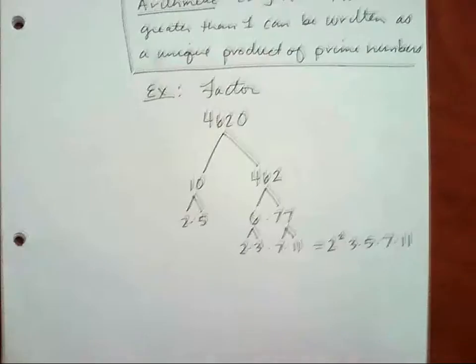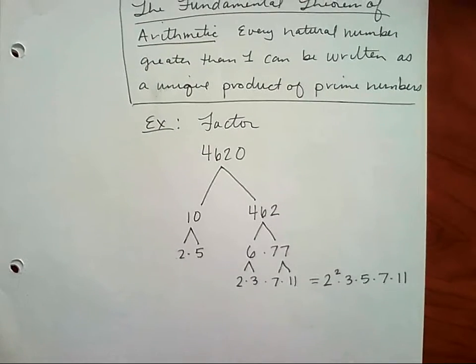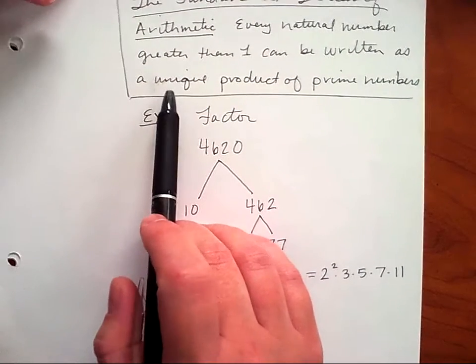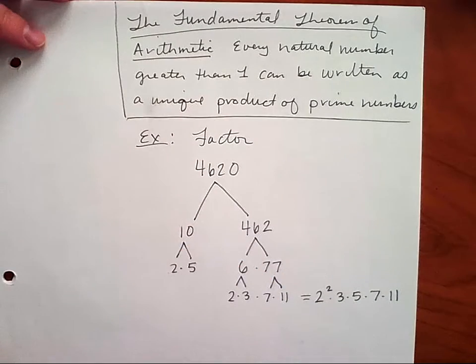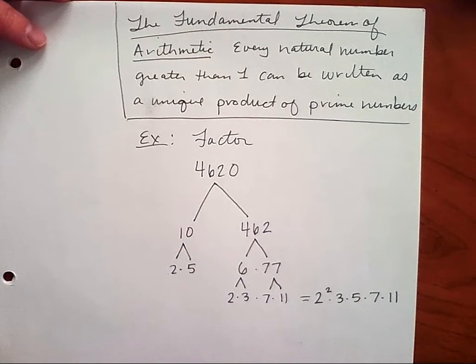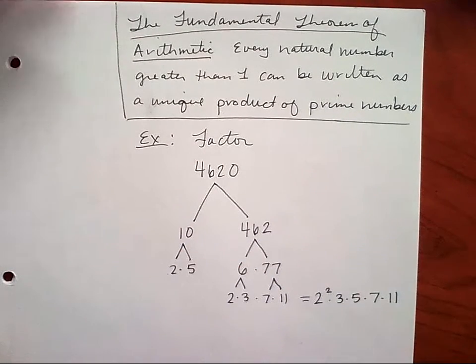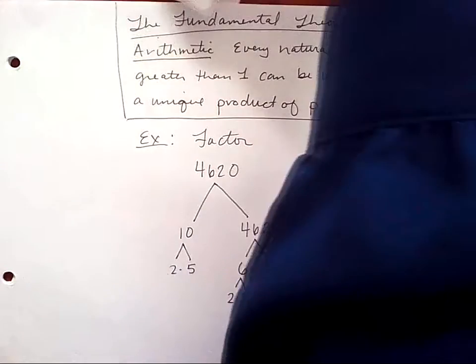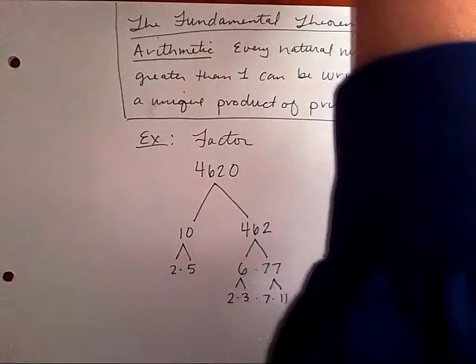Then we stopped with the fundamental theorem of arithmetic. Every natural number greater than 1 can be written as a unique product of primes. And we said it was unique because 2 times 3 is 3 times 2. That's a property of numbers that we kind of take for granted. Okay?